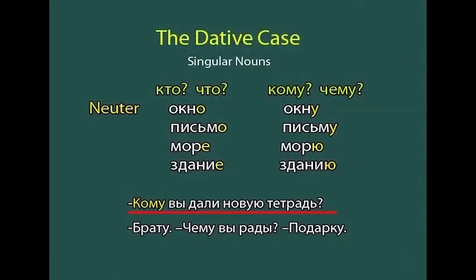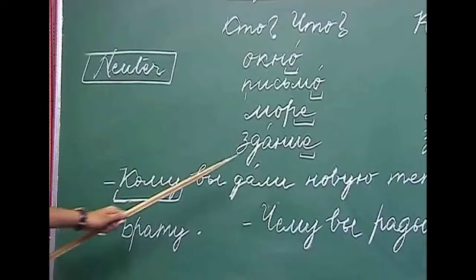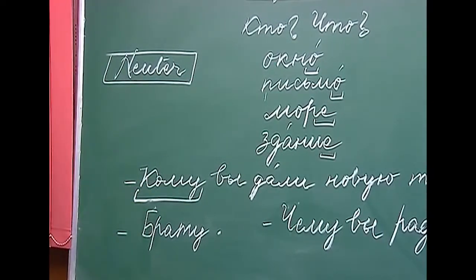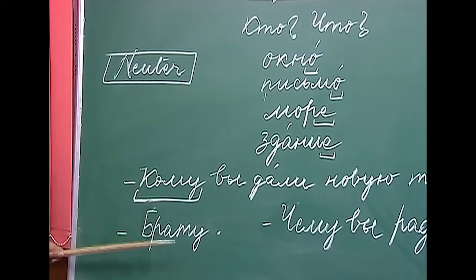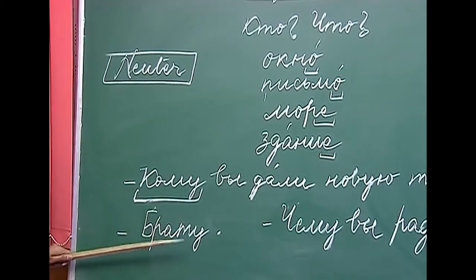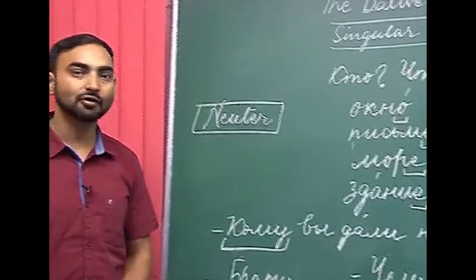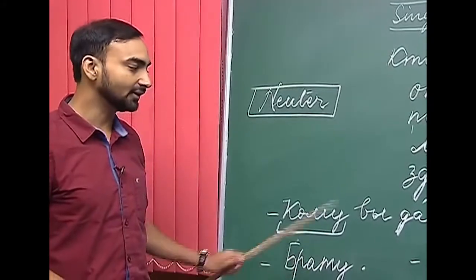So, to whom did you give the new notebook? Again the question is kamu, which requires an animate noun in the dative case. So you can say bratu. Brat is an animate noun and you have to use the dative case form of the noun brat, which will be bratu. You can also say drugu, to a friend or to brother.